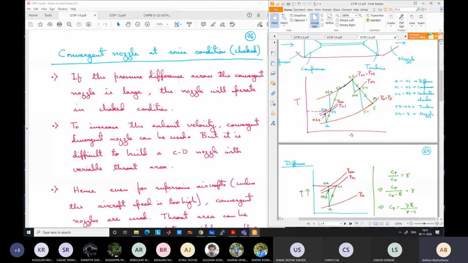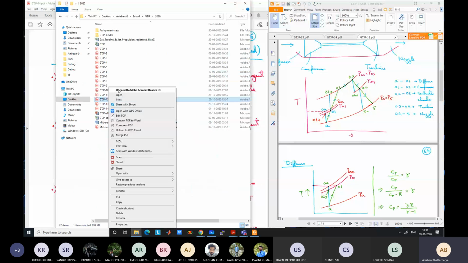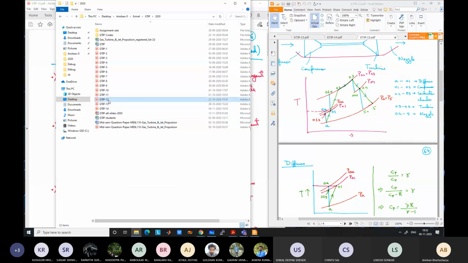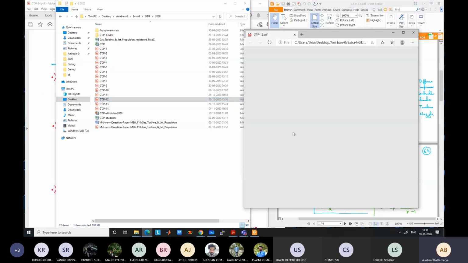Okay. So if it is higher than PA, I guess the best option is whatever you had suggested a few classes back, to open it using this Microsoft Edge, so that I can draw there itself.